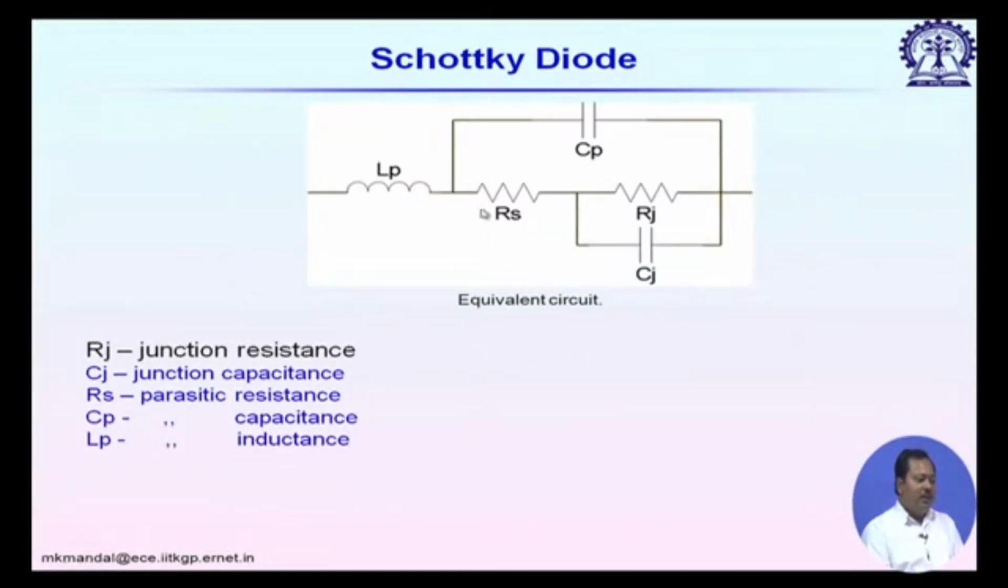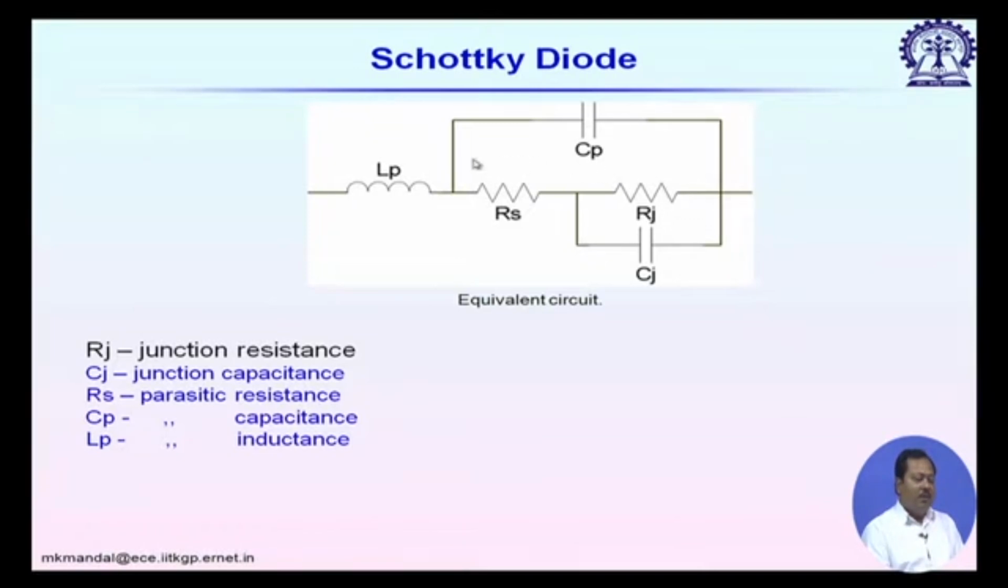So, this is the simplified equivalent circuit of a Schottky diode. The metal semiconductor junction is represented by a resistor R j and capacitor C j. So, R j has different values in reverse and forward bias condition. In forward bias condition typically a few ohm, and in reverse bias condition it is a few kilo ohm, and then we have R s, the parasitic resistance, and due to packaging and the external leads we also have parasitic capacitance C p and parasitic inductance L p.